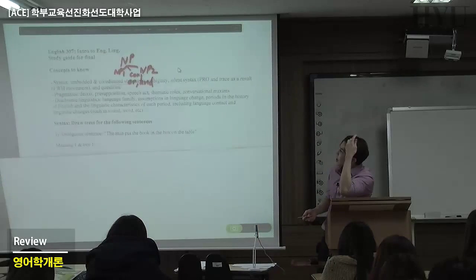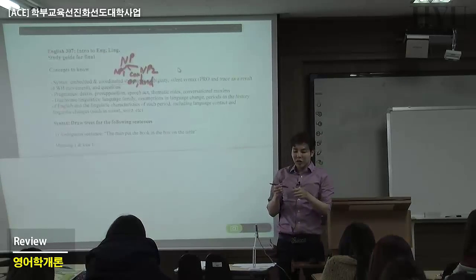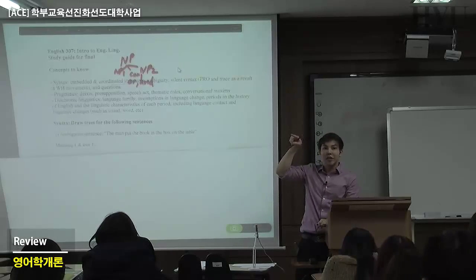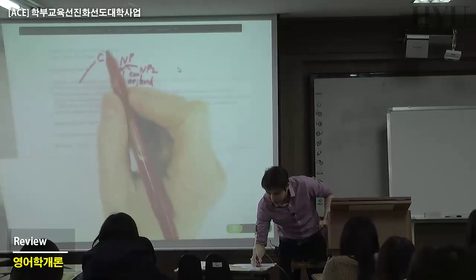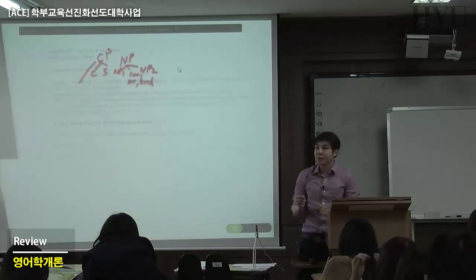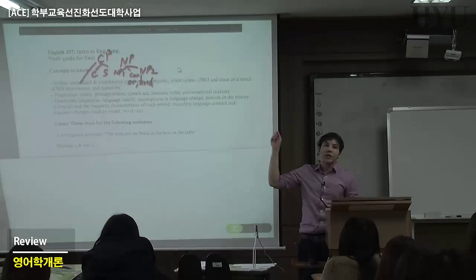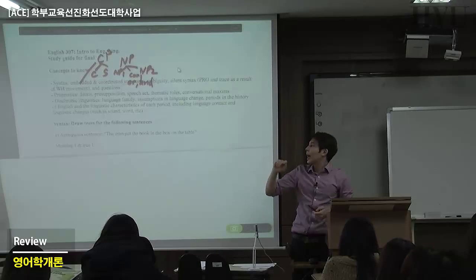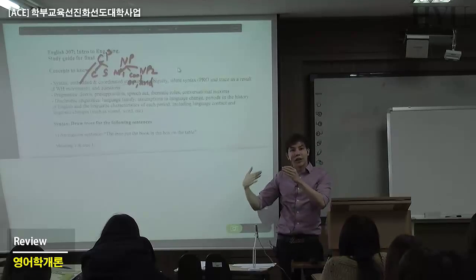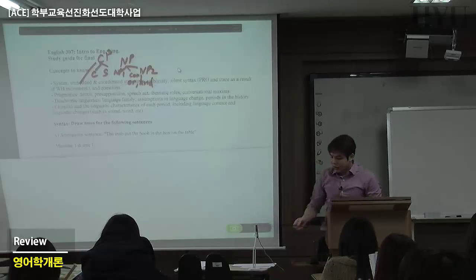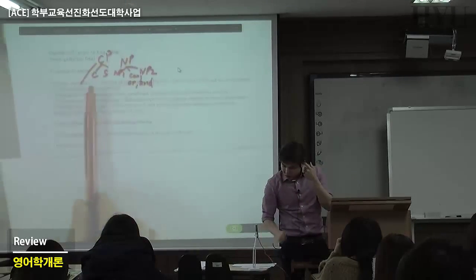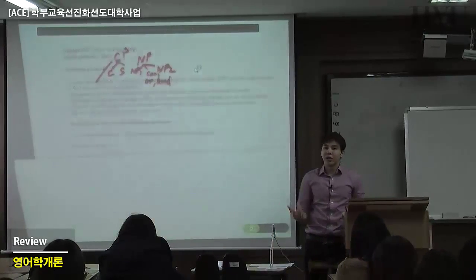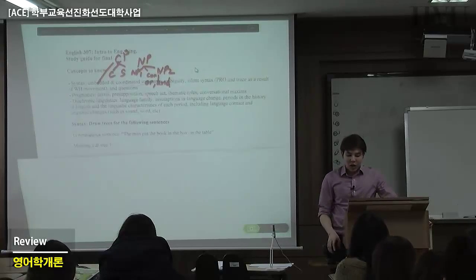okay? But for the embedded part, you have what we call the CP, remember? CP, which consists of C and S, remember? The complementizer phrase, which consists of the complementizer, words like that, if, or whether, and then another S, which is smaller, right? Smaller clause, like that. So remember these two structures.